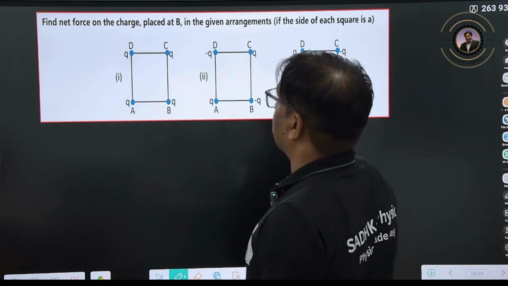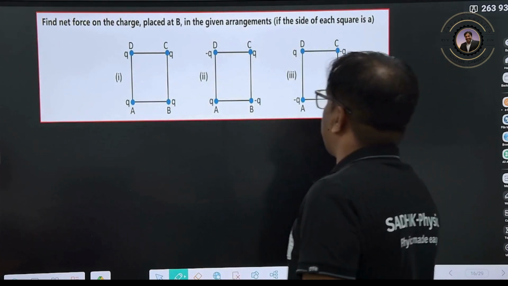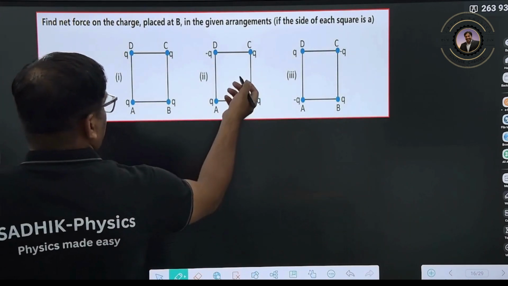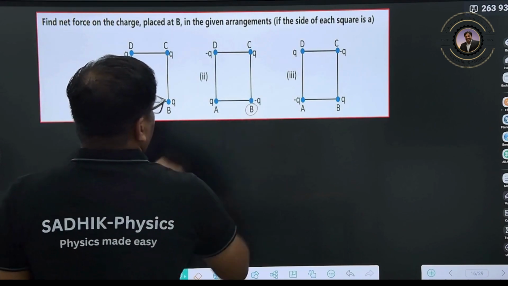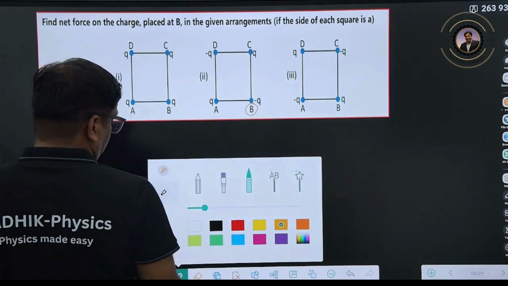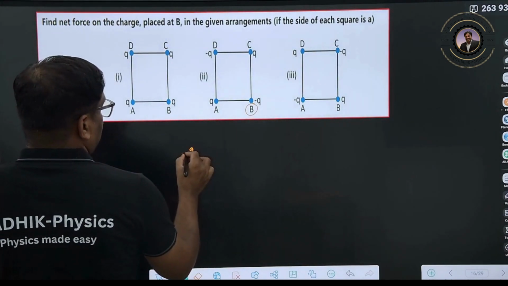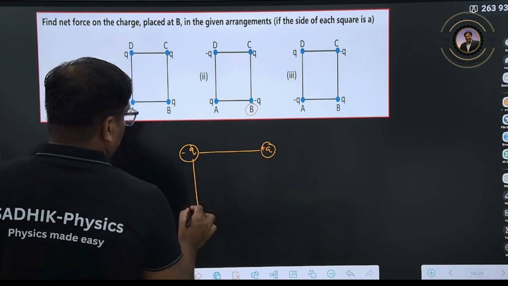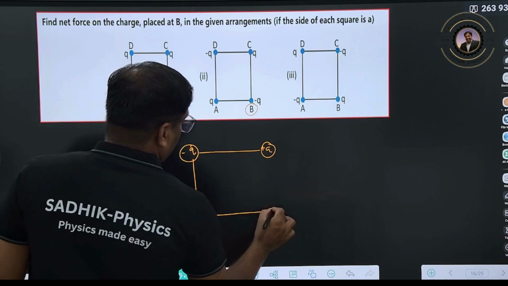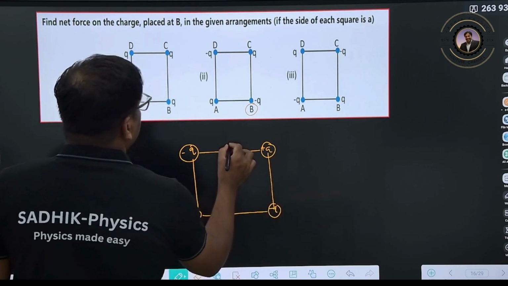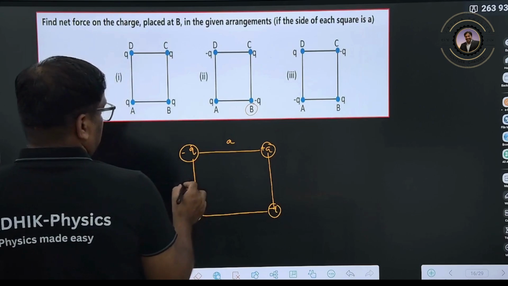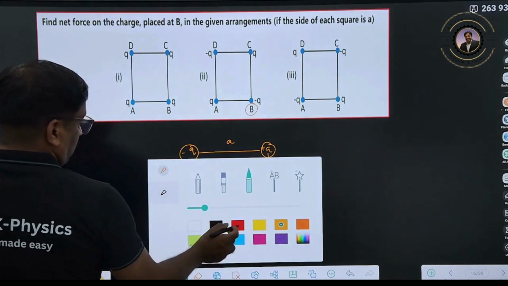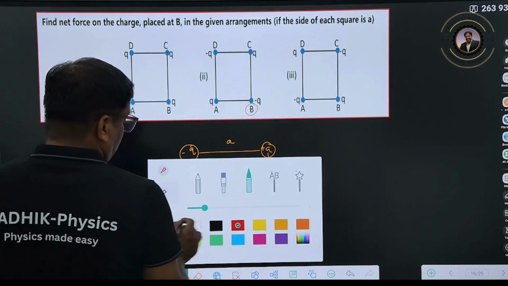So, find the net force acting on the charge which is placed at B. We will discuss this question, slightly different, on this one, B. So what you can write now: here this is minus Q, this will be plus Q, minus Q, with some distance A and A. So we want to calculate the force acting on this one. What will be the force acting on this one now?